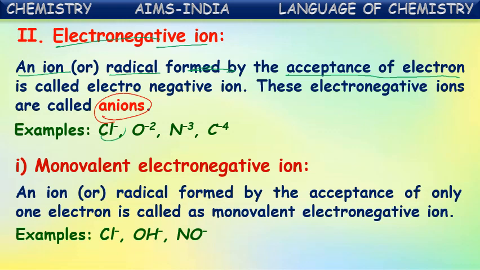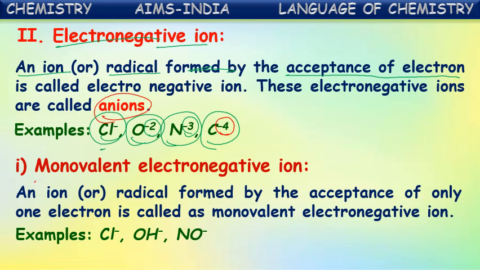Now, examples: chlorine minus, O minus 2, N minus 3, carbon minus 4. Chlorine gained 1 electron, or accepted 1 electron, or had 1 electron added. Oxygen, 2 electrons are accepted, 2 electrons are added, 2 electrons are gained. Everything gives the same meaning, that is called gaining. Nitrogen has gained 3 electrons. Carbon has gained 4 electrons. So these are called electronegative ions or anions.